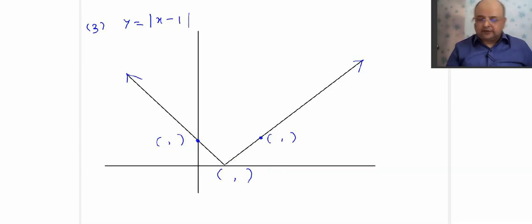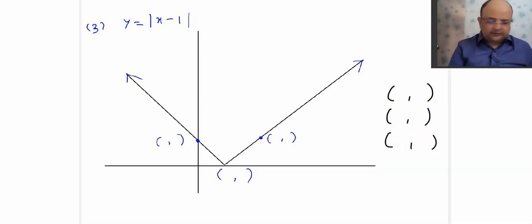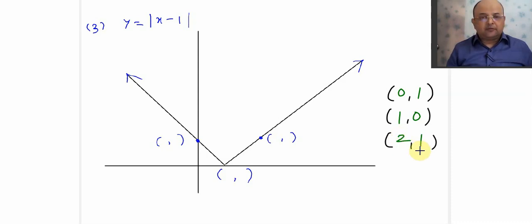Mod x minus 1. Again I go for 3 points and you will help me. Ready, dears? If I let x equals 0, it will give me mod of minus 1, that is 1. If I let x equals 1, 1 minus 1 will be 0. Yes, if I let x equals 2, y will be 1.